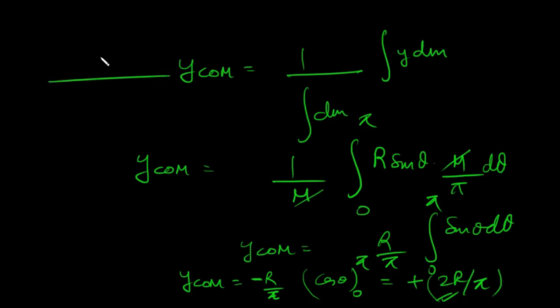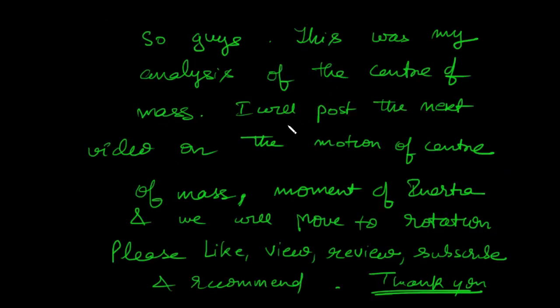Hence the net center of mass will lie where? For a semicircular ring, yeah, this is the semicircular ring. Center of mass will lie somewhere here, 0, 2r divided by pi. This is 0, 0. Alright. This is the center of mass. So if we pass a rod over here and try to balance it by applying force at this point, the whole wire will be balanced. Alright. So guys, this was my analysis of center of mass.